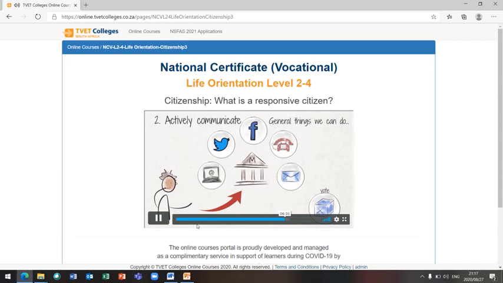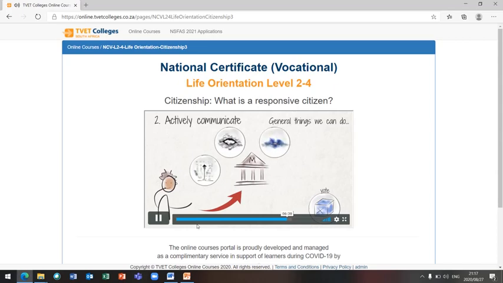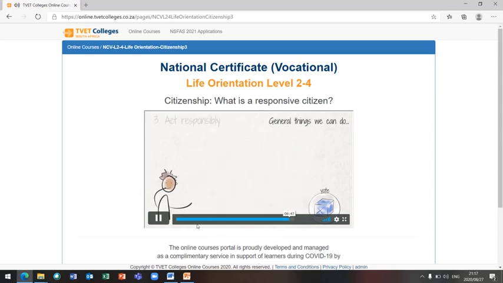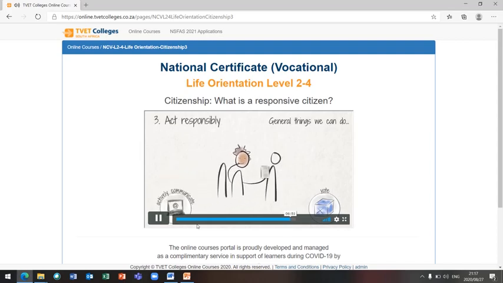For example, we should inform our municipality when streetlights are not working, when there are potholes in the road, when a water pipe has burst, or when there are illegal electricity connections, and request our municipality to address these issues. Thirdly, responsive citizens should act responsibly towards everyone else in the community.